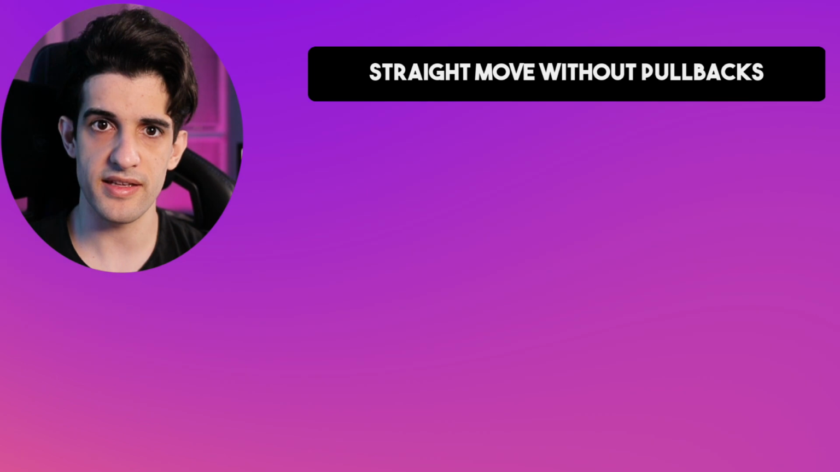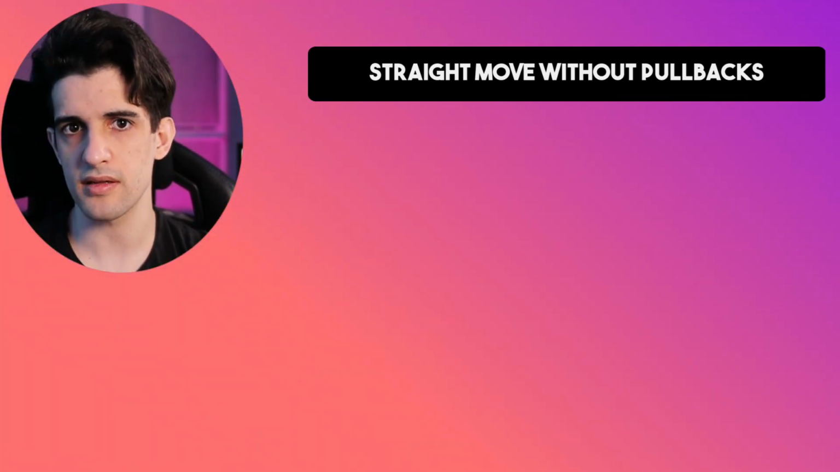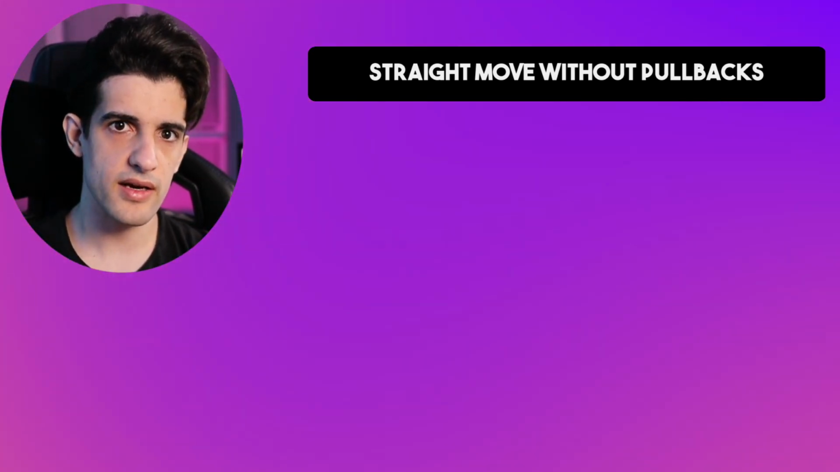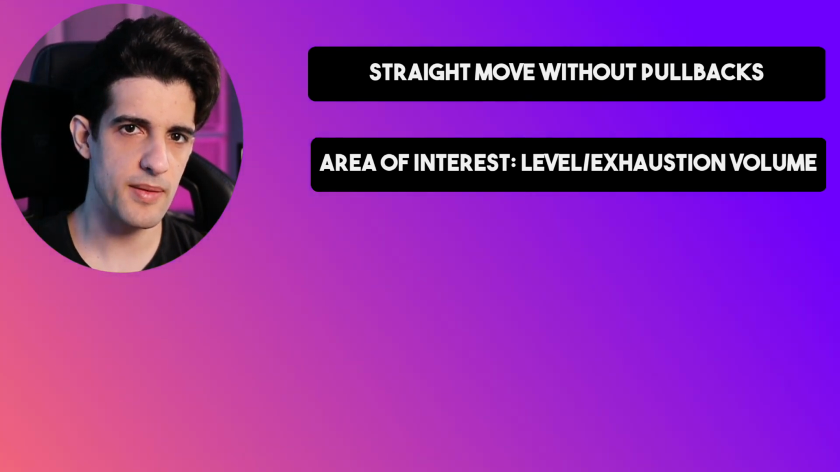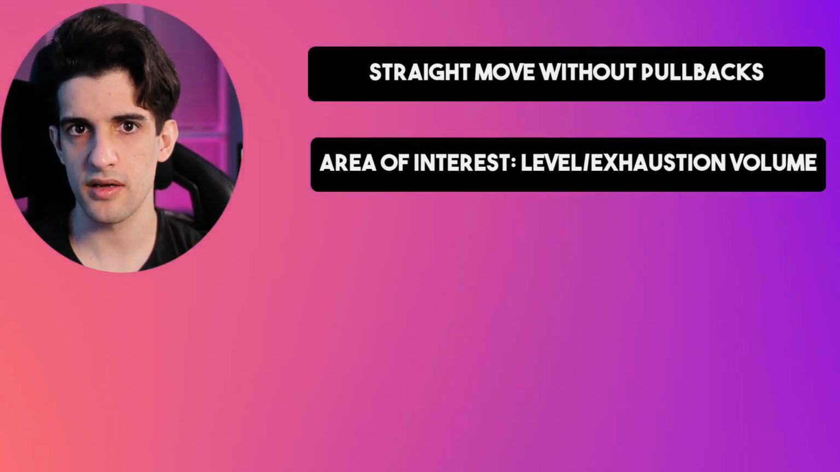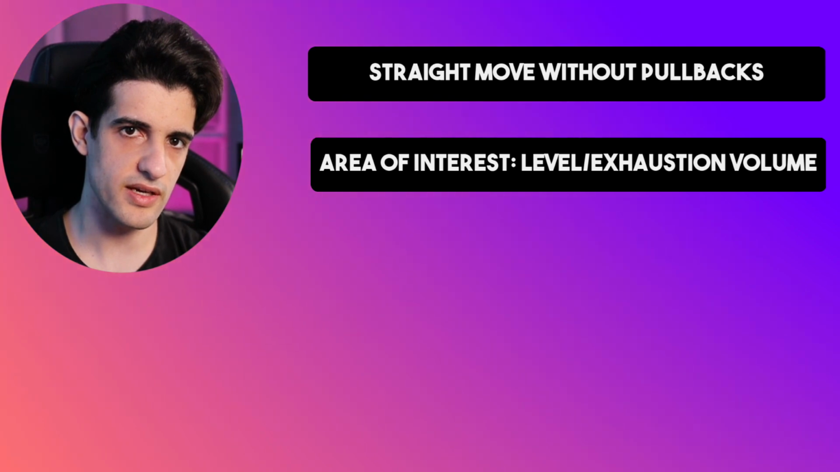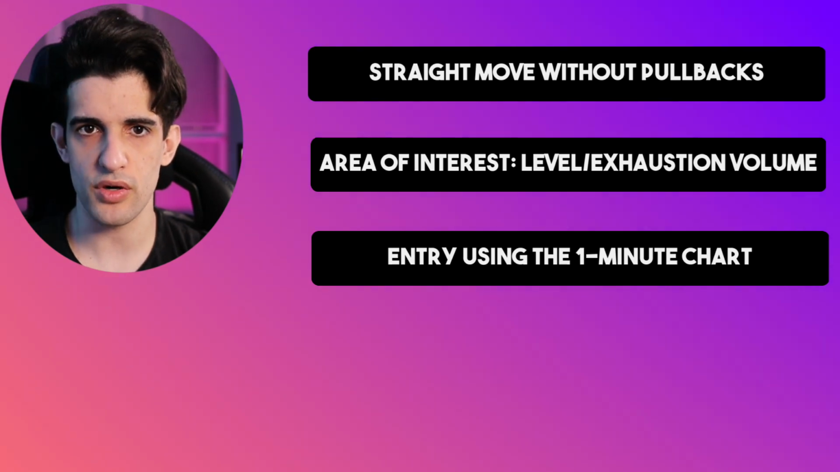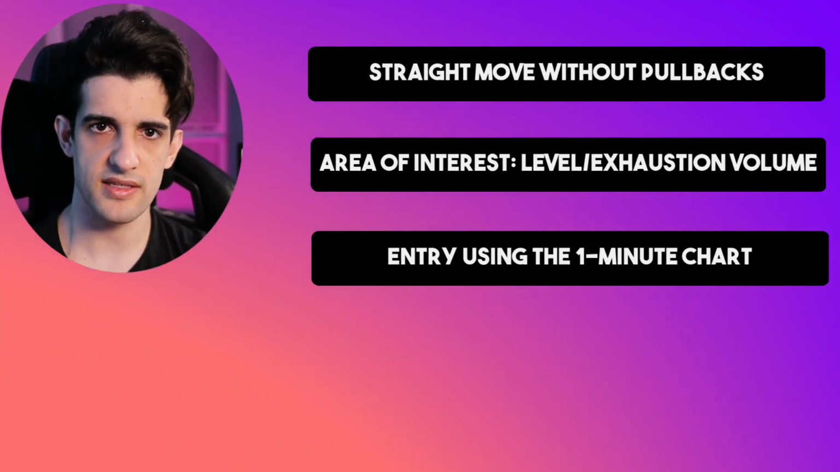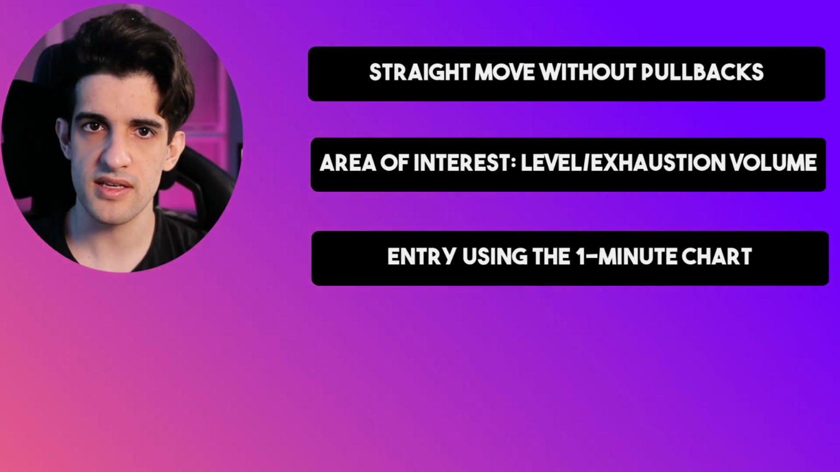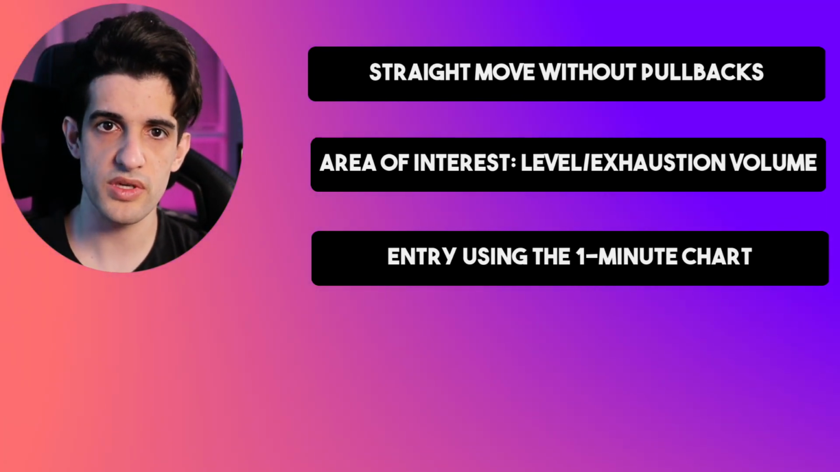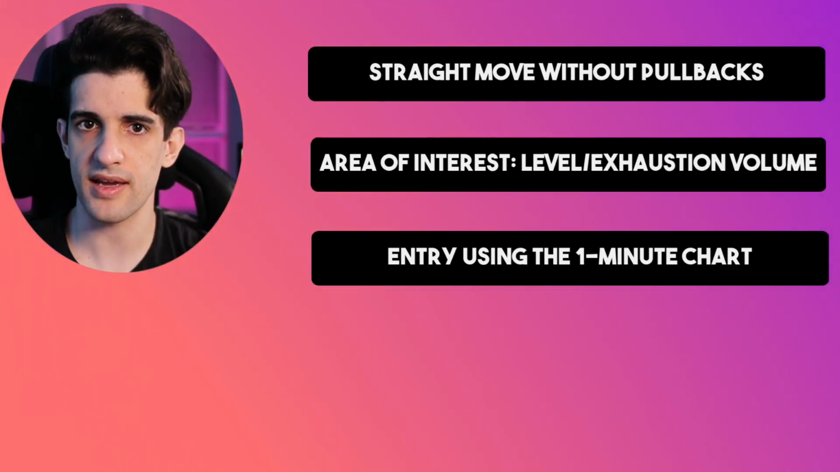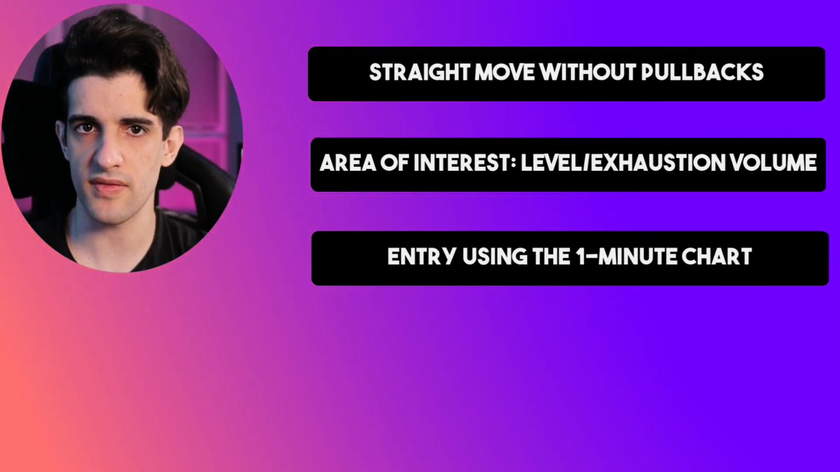You first find a stock that is parabolic or extended, that is making a straight move without any single pullback. Then you find an area of interest where the stock is about to start pulling back or reversing. For that, you either need to see a clear level or exhaustion volume. Finally, you go down to the 1-minute chart and you try to time your entry based on reversal candles, such as dojis, shooting star, red candle, tweezer top. Basically, there are a lot of different candlestick patterns that you could use as your reversal confirmation.